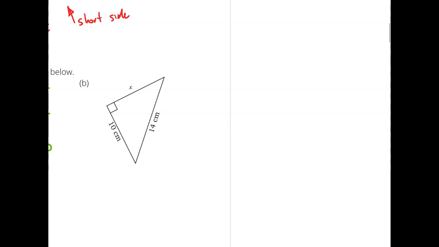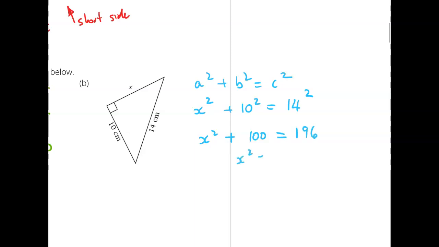If we look at the next one, putting in the rule, a squared plus b squared equals c squared, then we can write what we know. We know that one of the sides is going to be x, the other shorter side is 10, and then that's got to be 14 squared. You can choose to subtract 10 squared, or you can choose to work out what 10 squared is. And 14 squared, what's that? 196, yep. And then subtract 100 from 196, so that just leaves us with 96. And then x is the square root of 96.